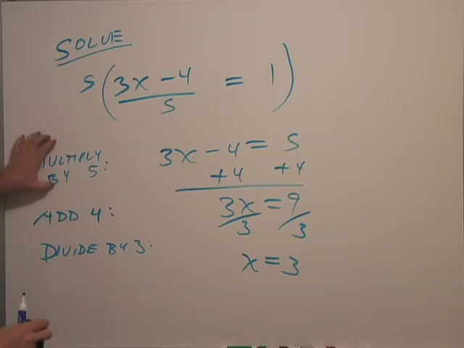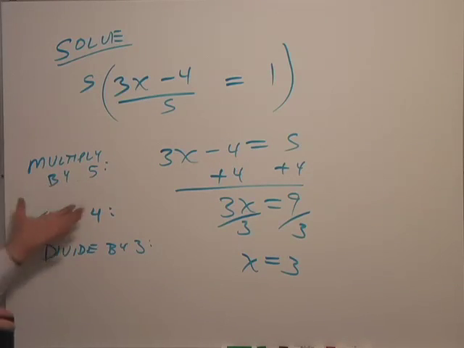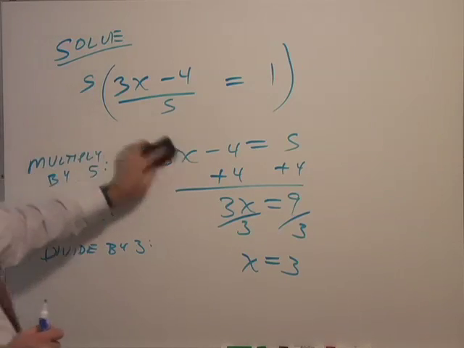Now these steps, multiply by 5, add 4, divide by 3. I'm going to turn that into a function. And so bear with me on this. Let me erase this stuff.